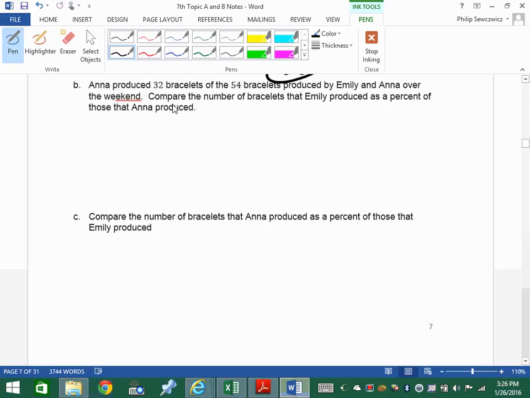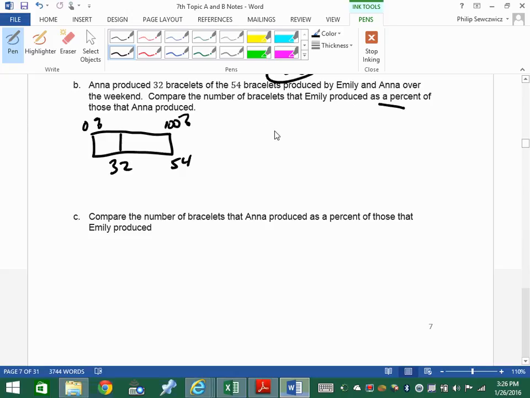So let's see, we got Anna again here, produced 32 bracelets of the 54 bracelets produced, wow, by Emily and Anna over the weekend. Compare the number of bracelets Emily produced as a percent of those that Anna produced. So once again, visual-wise here, 0%, I don't know what her percent was, but I do know it goes up to 100%. And again, she made 32 out of the 54.